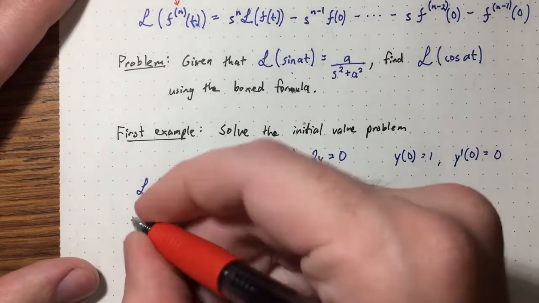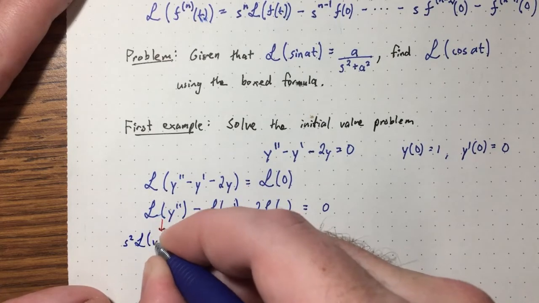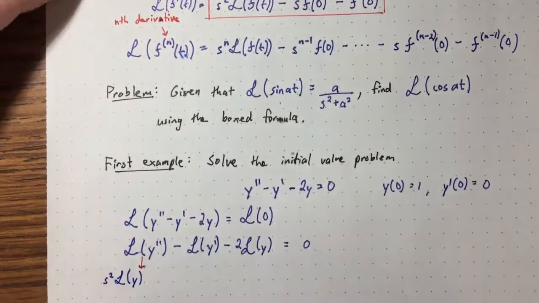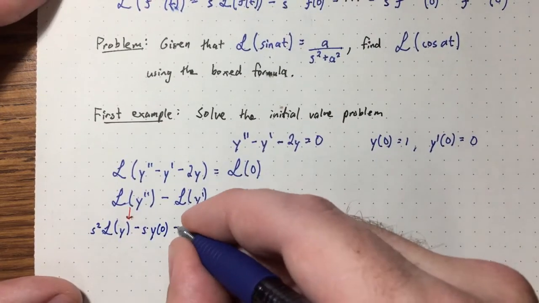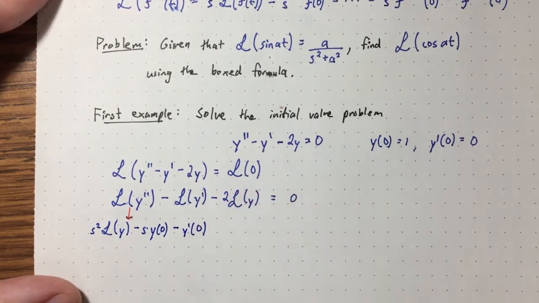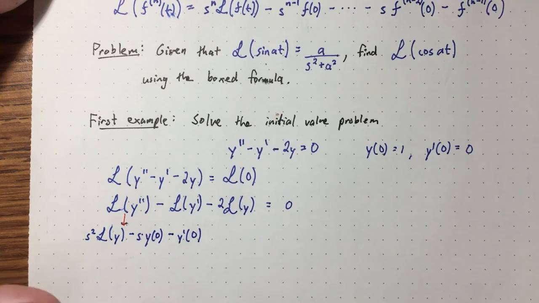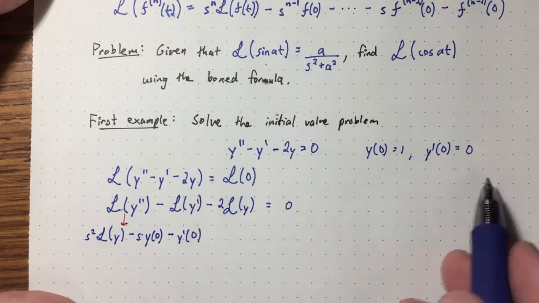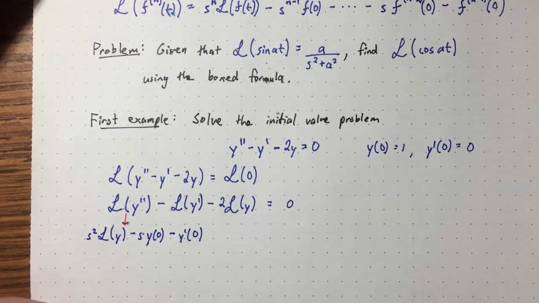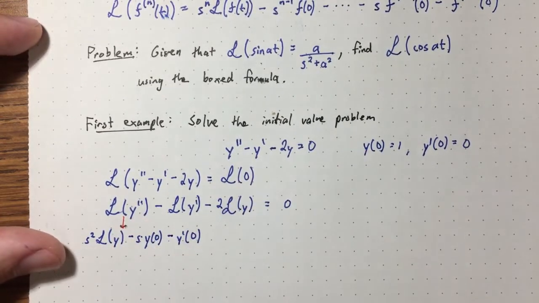So this one here becomes, well, it's s squared times L of y, right? Minus s times, what do I put here? I put y of 0, and then minus y prime of 0. Interesting. So these are actually going to be our initial conditions. We actually need initial conditions to use this Laplace transform method. Okay, so we need an initial value problem. It's kind of like Euler's method, how we needed initial conditions as well as the differential equation.